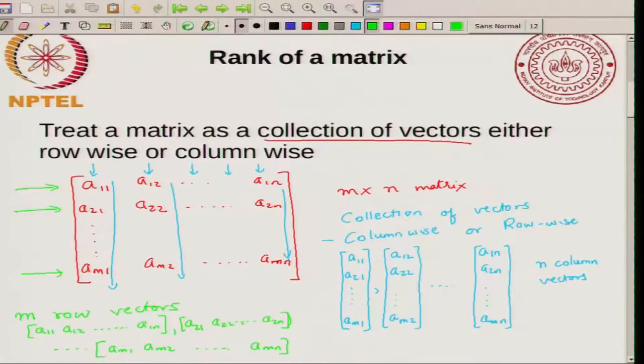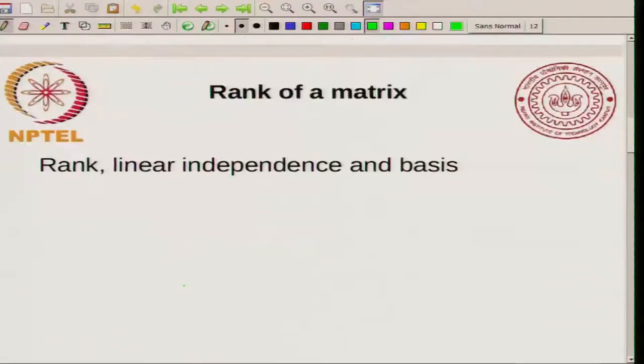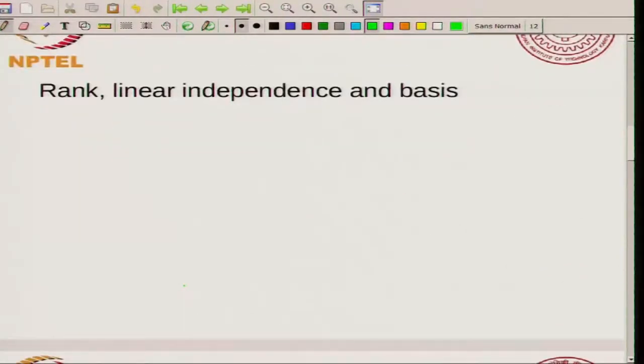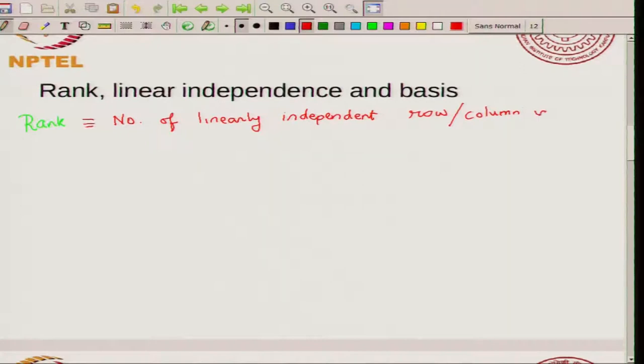Okay. So this basic idea of thinking about matrices as collection of vectors is what you need in order to define a rank. Okay. Once you think about this matrix as a collection of vectors, then the question you can ask is, are these vectors linearly independent or dependent? Okay. So now the rank is nothing but the number of linearly independent rows or column vectors.